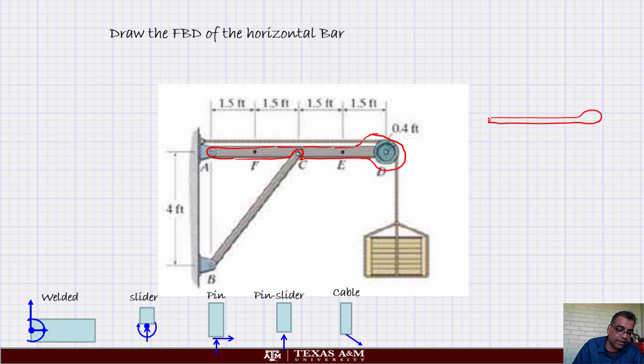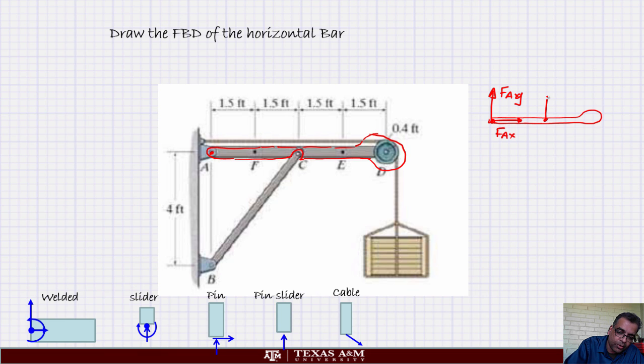I don't care what's inside. At point A, there's a pin joint. I don't care about the rest. I will blindly put FAX, FAY. Then at point F, there's nothing. At point C, there's another pin joint. Later, as we get more experienced, we will start using more detailed and cleverer analysis. Here, we are not going to be clever. We are just going to be systematic.